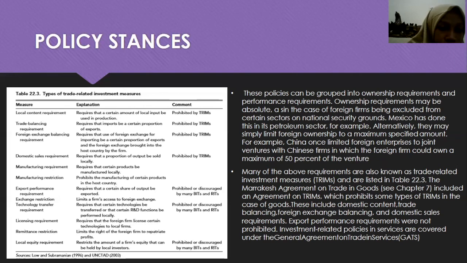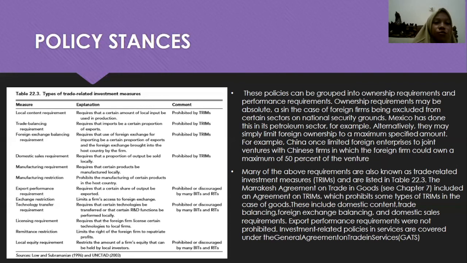And next is foreign exchange balancing requirements. The explanation is that it requires that the use of foreign exchange for importing be a certain proportion of exports and of the foreign exchange brought into the host country by the firms. It is also prohibited by TRIMs. And next is domestic sales requirements. The explanation is that it requires that a proportion of output be sold locally. It is commonly prohibited by TRIMs.